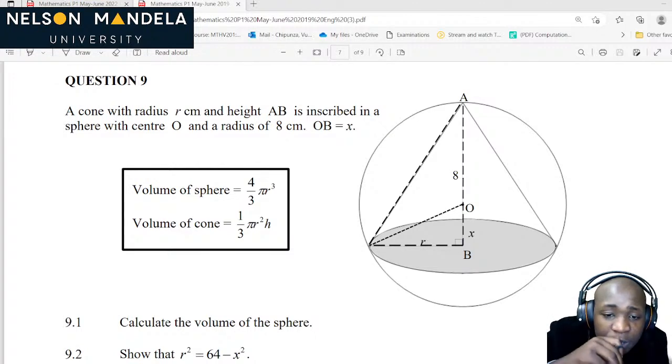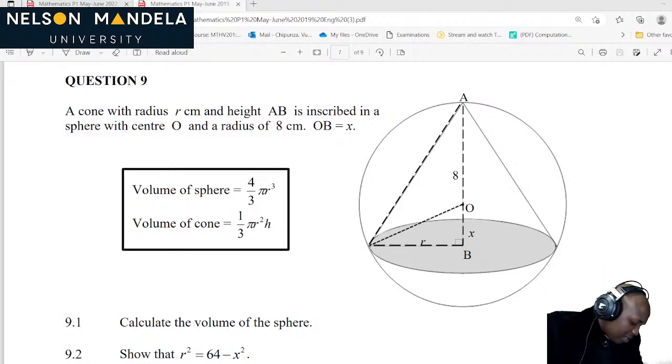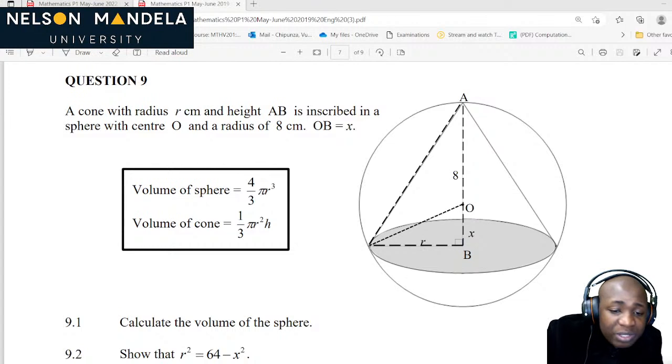Now, calculate the volume of the sphere. Of course, we know that the volume of the sphere is 4 over 3 pi r cubed. This question is so nice, guys. 9.1. The volume of the sphere is always equal to 4 over 3 pi r cubed. They've already given us the formula. Do you see the beauty of that?